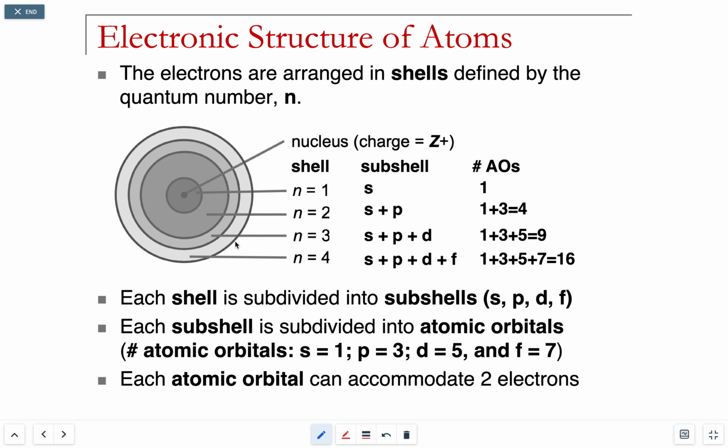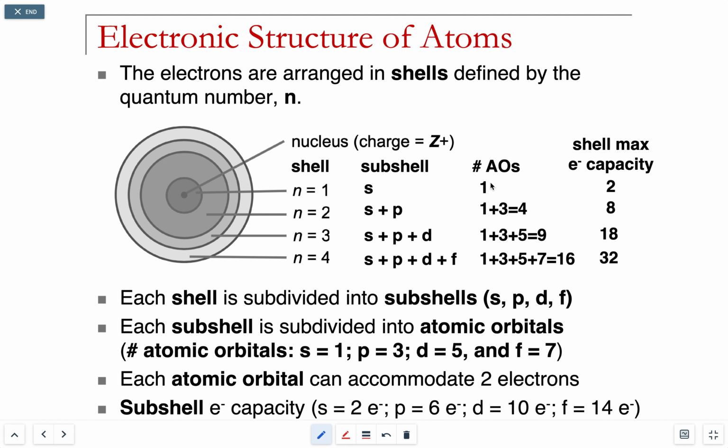Now, quantum theory also predicts that each atomic orbital can accommodate only 2 electrons. We'll talk a little bit more about what's going on with that later. But we want to now define how many electrons are permitted in each shell. Well, we take the total number of atomic orbitals, and since each one can hold 2 electrons, we just multiply it by 2. And so the first shell can hold 2 electrons, the second shell can hold 8, the third shell can hold 18, and the fourth shell can hold 32 electrons. So this is showing you the maximum electron capacity for each shell.